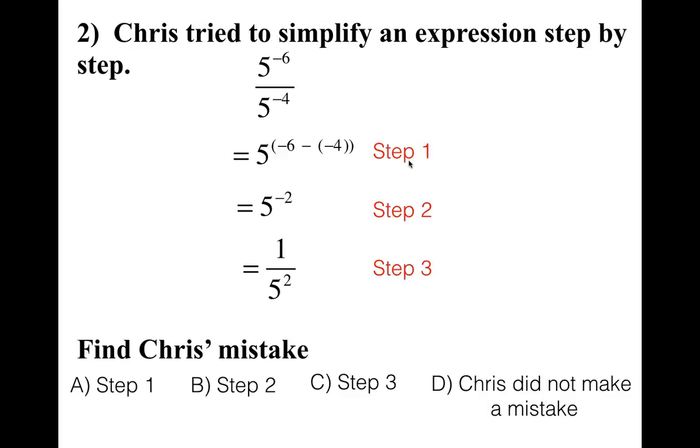Okay, so let's see. Hopefully you recognize that he didn't make a single mistake at all. Everything was done correctly. Since we are dividing the bases, you went ahead and subtracted the exponents. And here, if you add the opposite, you would see that -6 plus +4 would give you -2, which then needs to be rewritten as 1/5 squared.